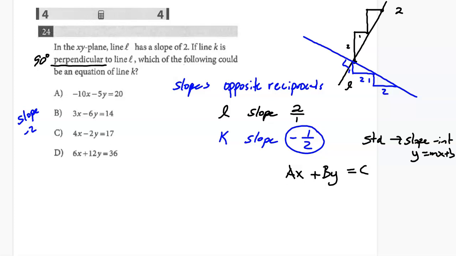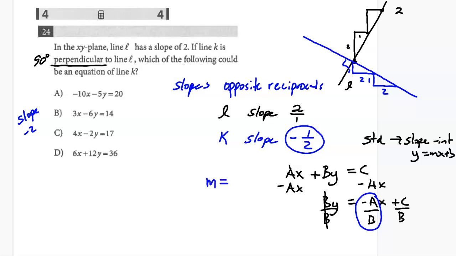So my first step is I need to subtract the x term from both sides. All right. So that's negative ax plus c. And then I need to divide everybody by b. And I will now have it in y equals mx plus b form. Well, notice what the m is. The m, or the slope, is just the negative of a over b. So that's a nice shortcut to use.